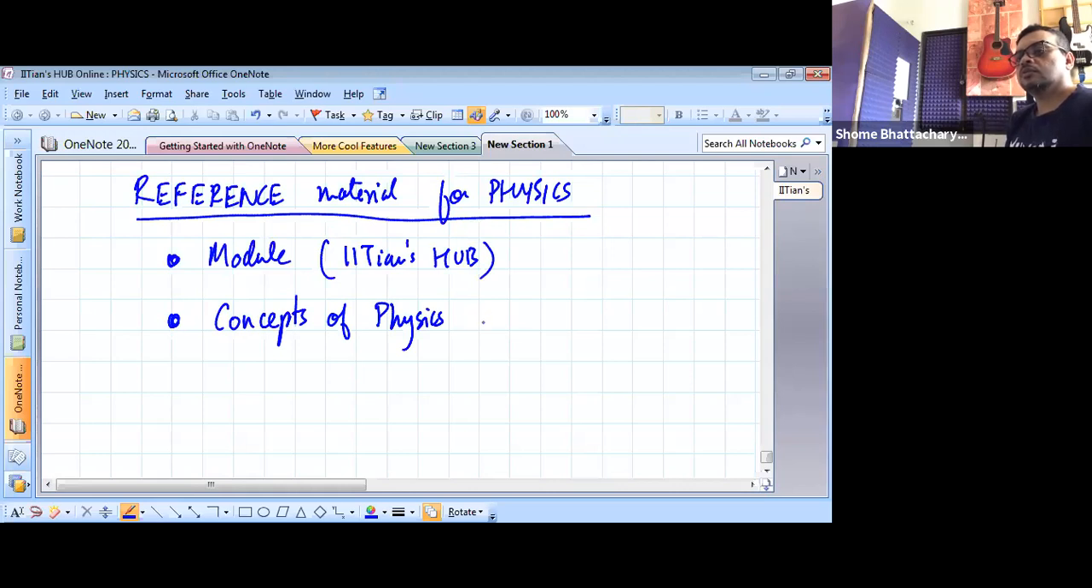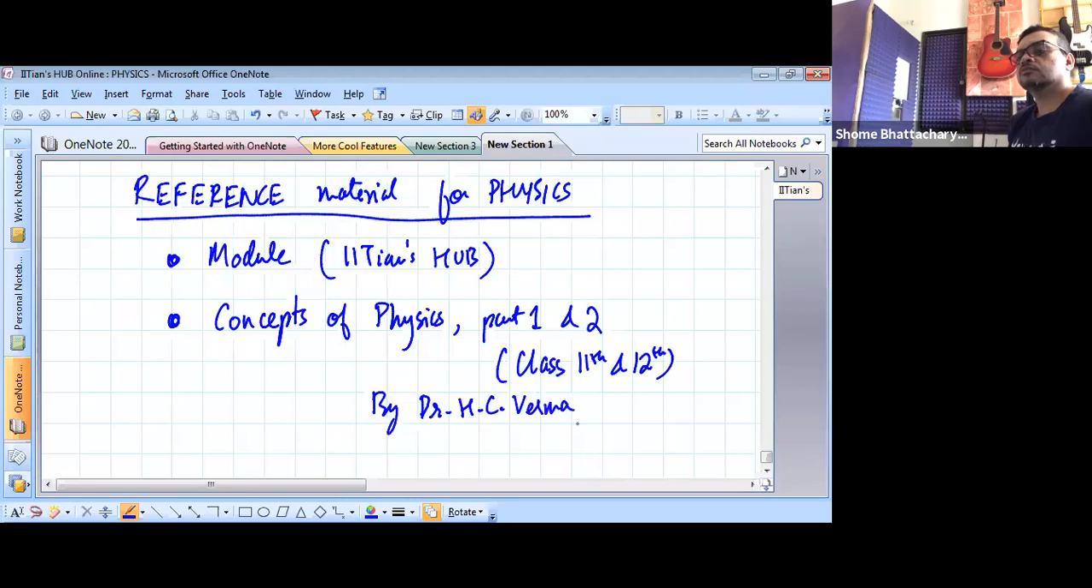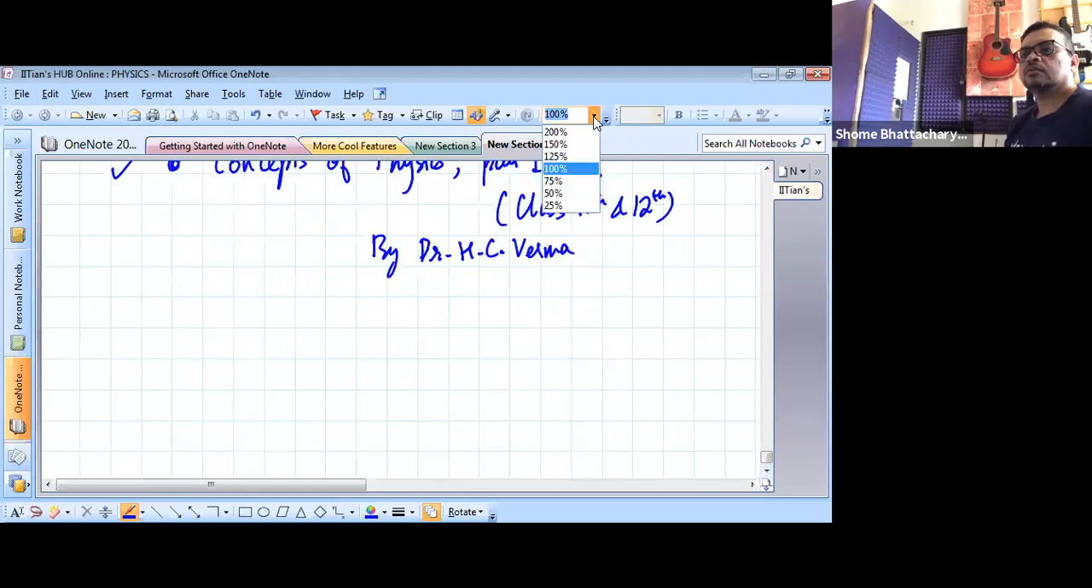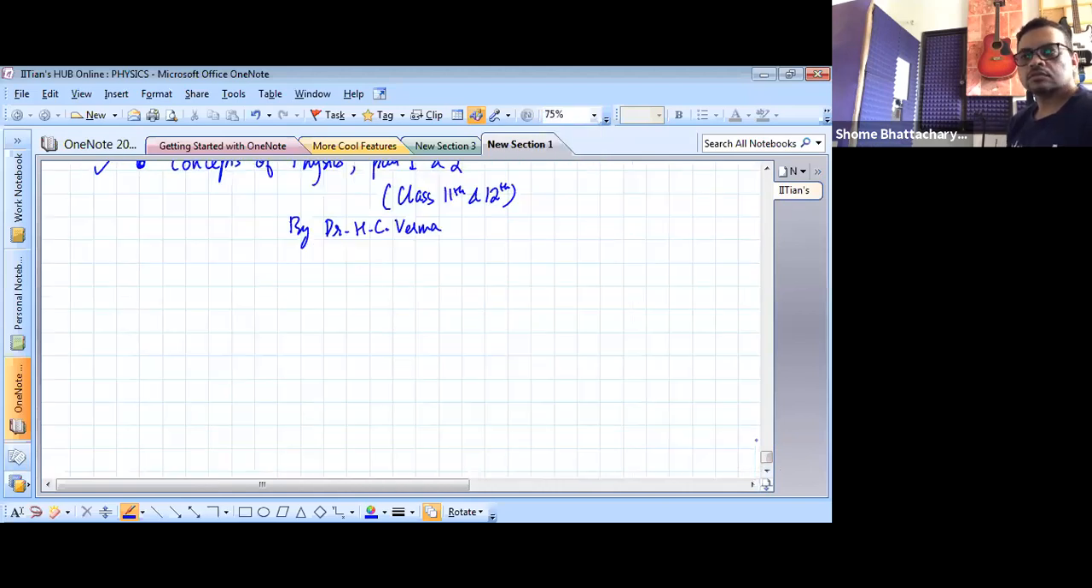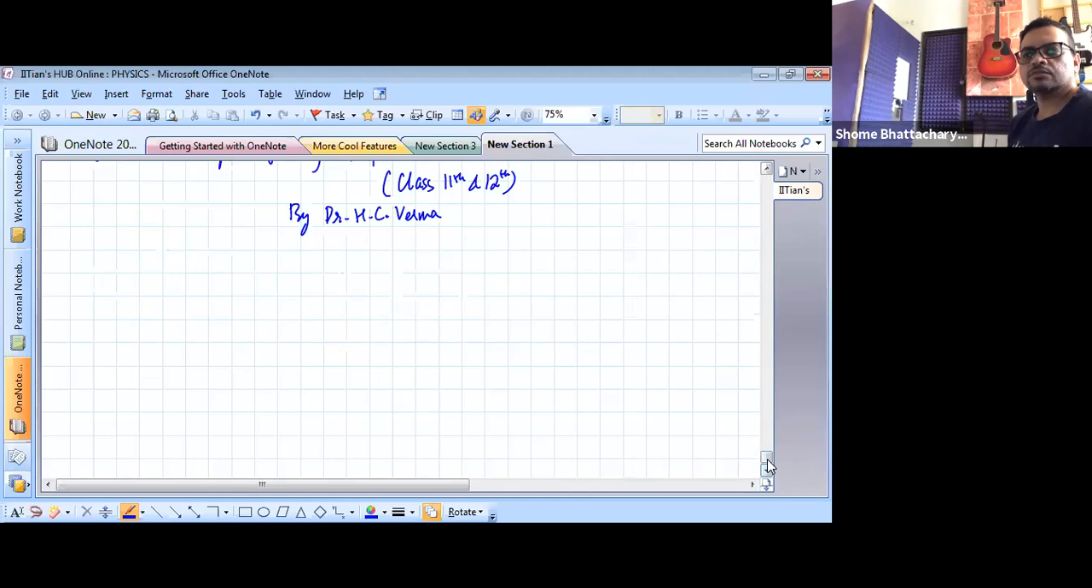Part 1 and 2. This will cover both class 11 and 12. By Dr. H.C. Verma. So these are 2 compulsory materials you can follow, and I'll inform you about the syllabus in time. Don't worry.